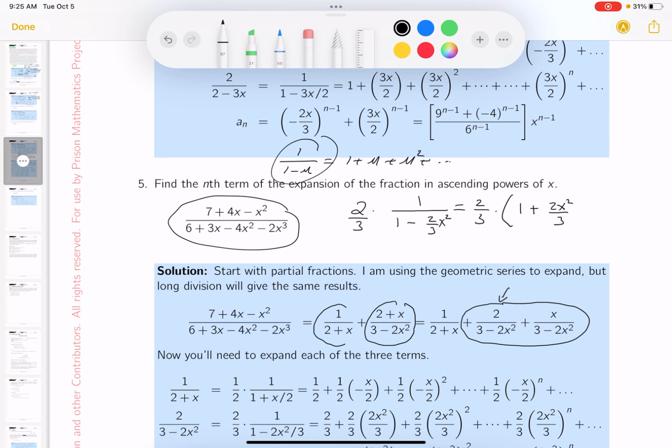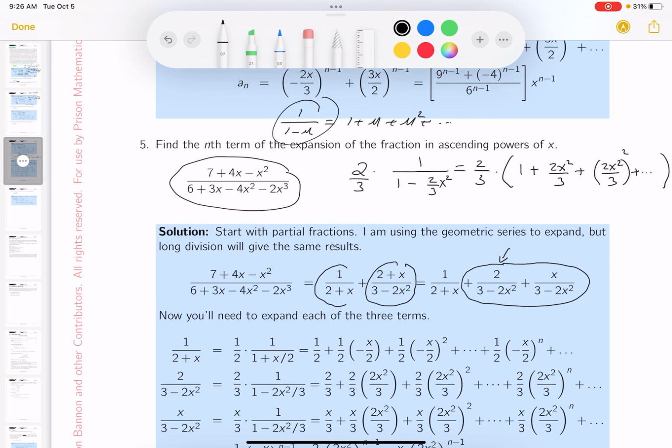All right, what's the next one going to be? Plus 2x squared over 3 squared. Yada, yada, yada. It goes on forever, all right? So maybe I should do the other one too for you.